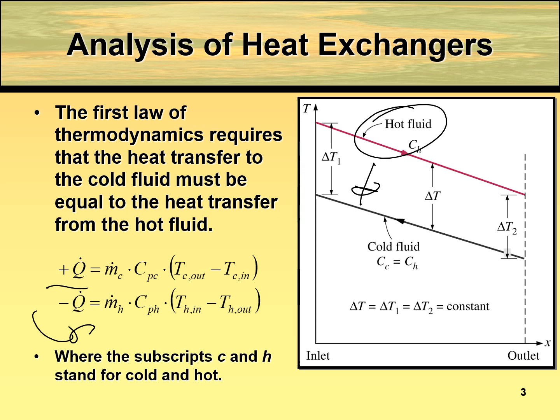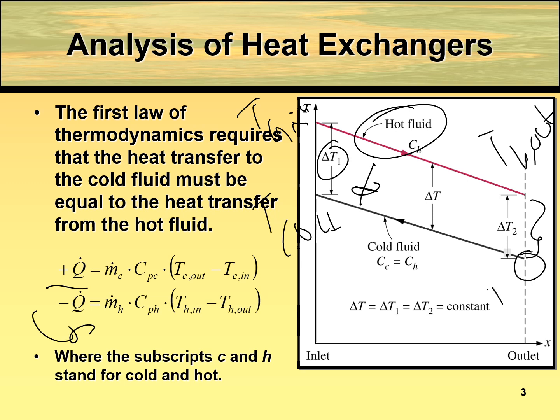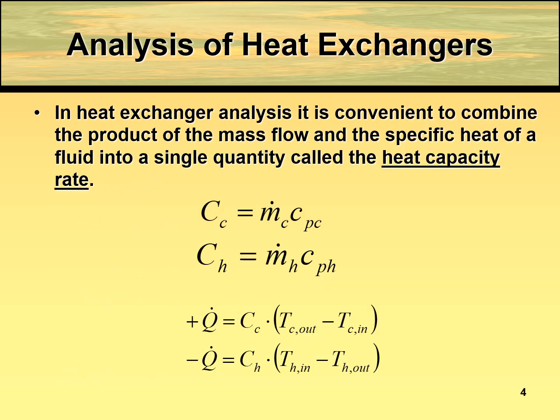Okay, so this is for the counter flow, where the cold fluid enters at this position and the hot fluid enters at this position. So the temperature difference between T_H,in and T_C,out, and this is T_H,out and T_C,in, gives you the temperature difference delta T1 for the inlet condition and delta T2 for the outlet condition. You have to remember that it has to be constant.